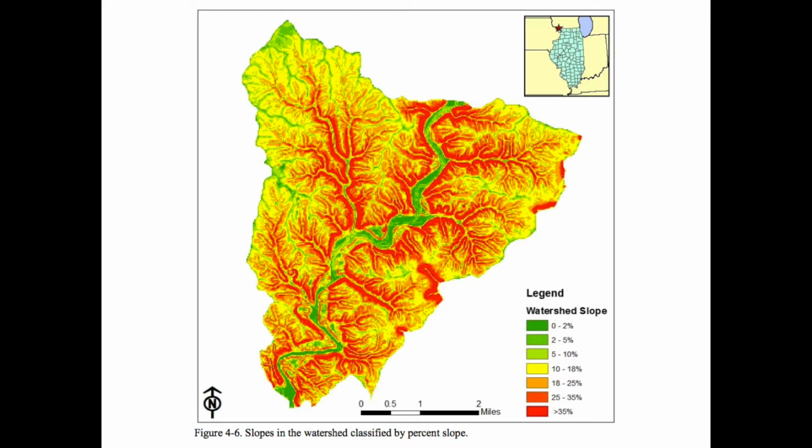The watershed is characterized by relatively steep slopes. The average slope for Illinois is 1.2%. Jo Daviess County has the highest average slope of any county in Illinois at 11.4%, and the Galena River watershed's average slope is 16.7%.